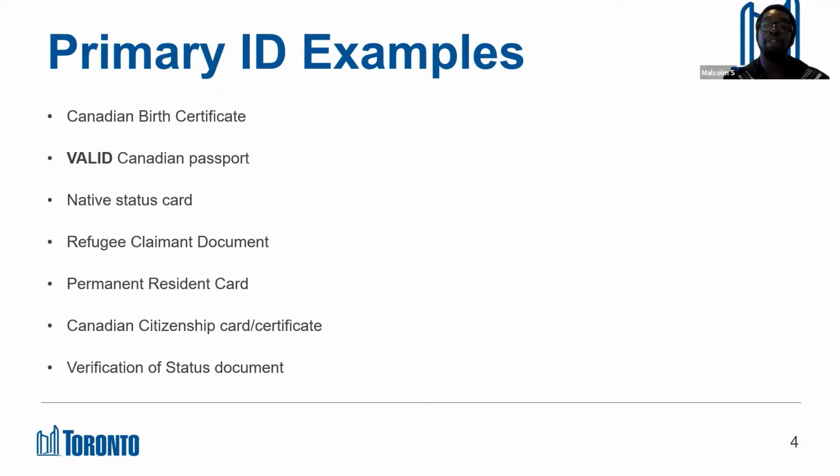So these are the primary identification examples. A valid Canadian birth certificate, a valid Canadian passport, native status card, refugee claimant document, permanent resident card, Canadian citizenship certificate card, and a verification of status document.